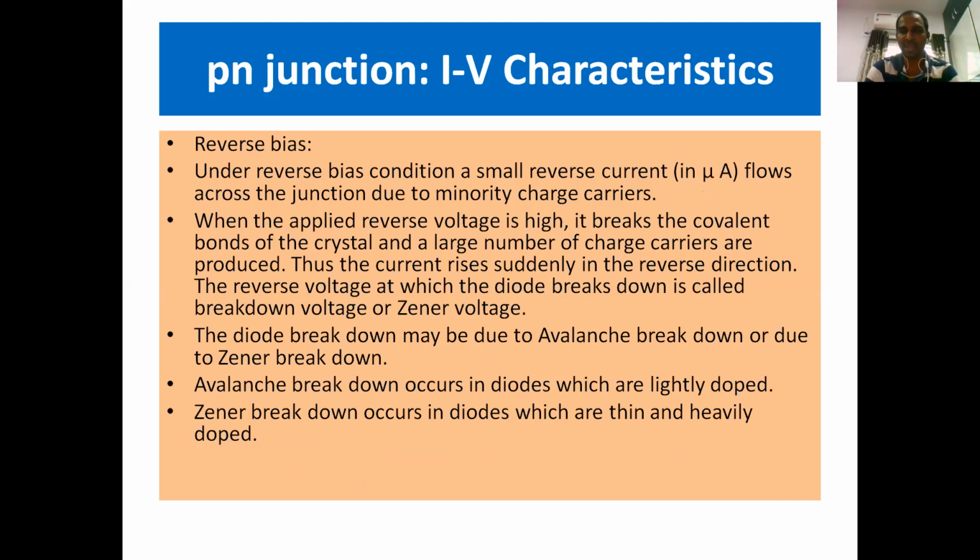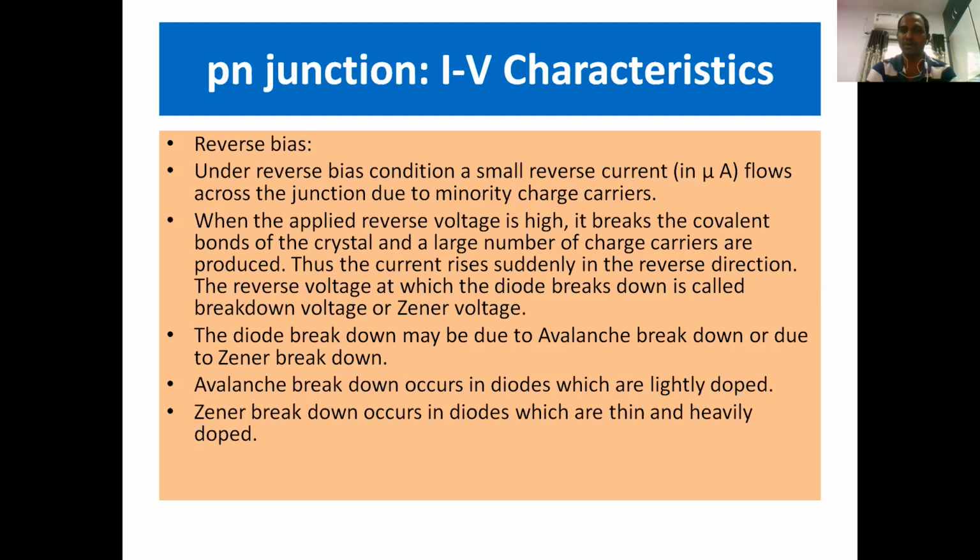If you operate the PN junction under reverse bias condition, a small reverse current, usually measured in microamperes, flows across the junction due to the minority charge carriers. Why? Because when the reverse voltage is applied, it breaks the covalent bonds in the crystal and a large number of charge carriers are produced. Thus, the current suddenly rises in the reverse direction. The reverse voltage at which the diode breaks down is called the breakdown voltage or Zener voltage.